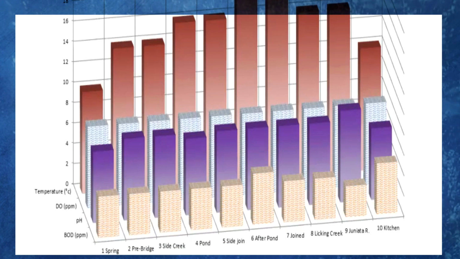BOD was mainly consistent, with the greatest oxygen consumed in the creek sample after our pond, and surprisingly in our well water. The lowest demand was in the river, which could be related to faster moving waters or other factors.